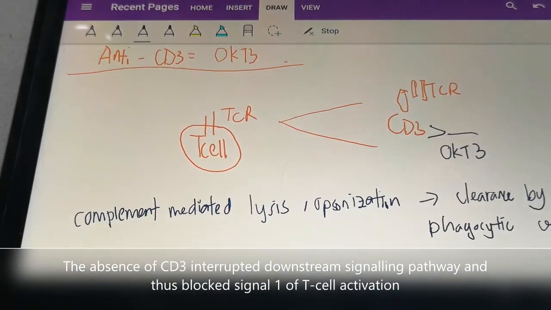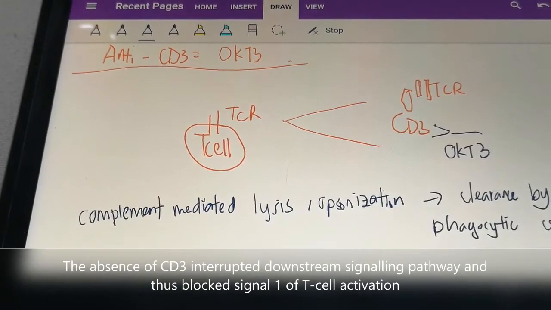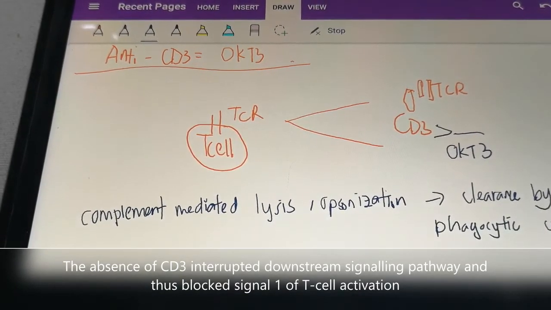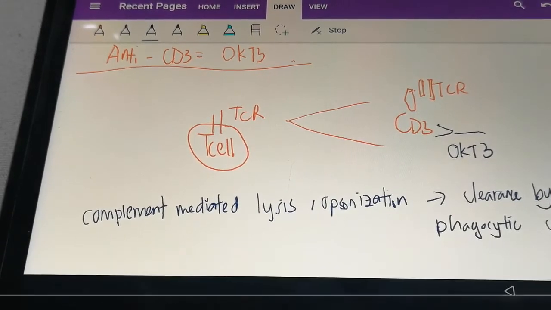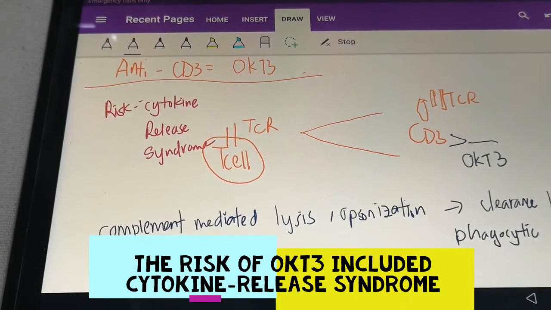The absence of the CD3 interrupts the downstream signaling pathway, and thus it blocks signal 1 of the T-cell activation. The risk of OKT3 includes cytokine release syndrome.